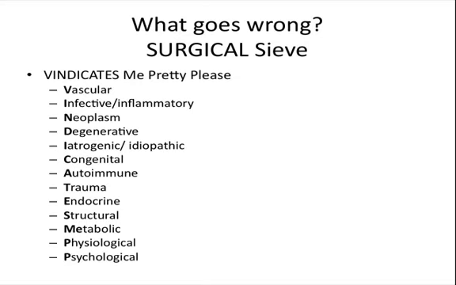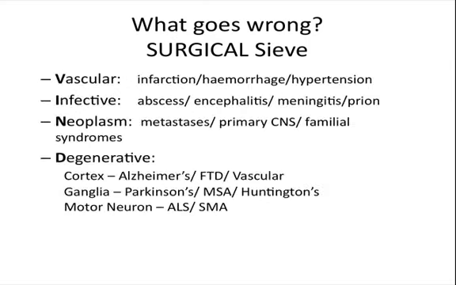And then by physiological, I mean things like pregnancy, or sort of appropriate stress responses. And by psychological, I'm thinking of the conditions which cross over into neurology and psychology as well. So let's look at those big four. So vascular, we're thinking strokes, basically.